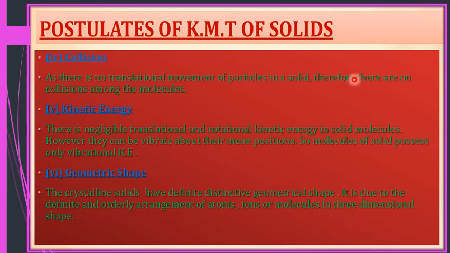Point number 6 is geometric shape. Crystalline solids have a definite, distinctive geometrical shape. It is due to the definite and orderly arrangement of atoms, ions or molecules in three dimensions. Solids have a particular definite shape due to the close packed structures and strong molecular forces of attraction between the particles of a solid. So there are 6 postulates of the kinetic molecular theory of solids. Do you understand my point? Have you got the topic of postulates of KMT of solids?